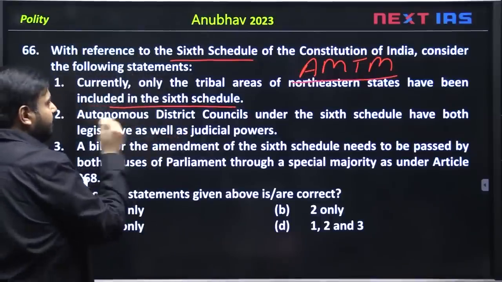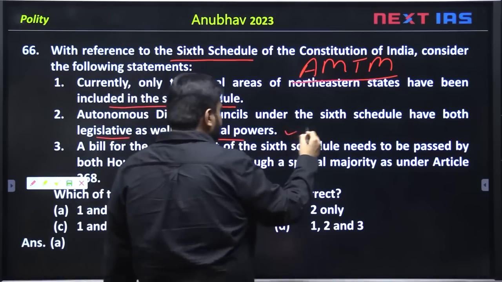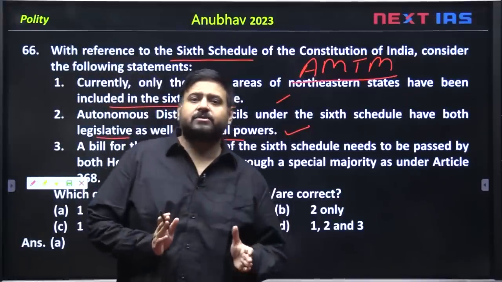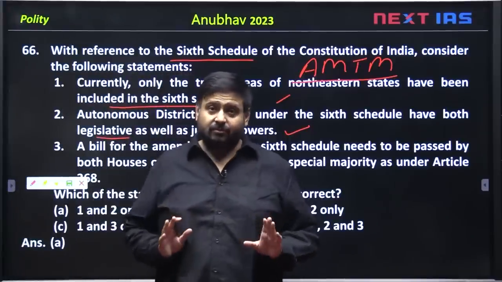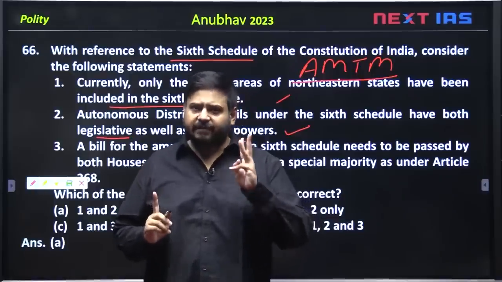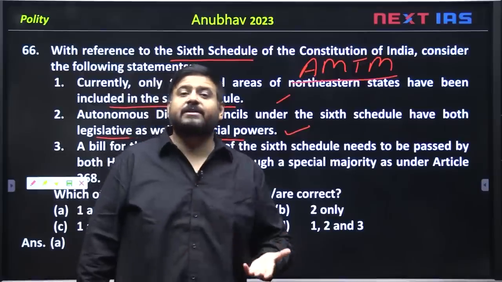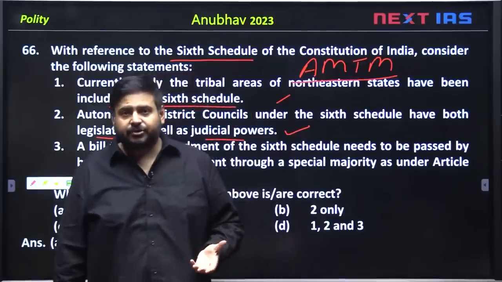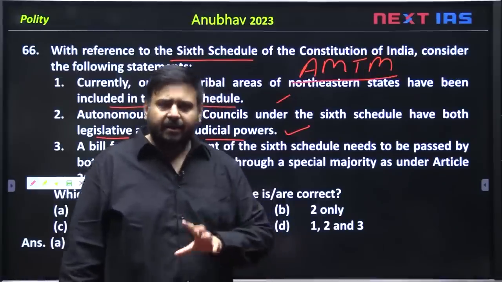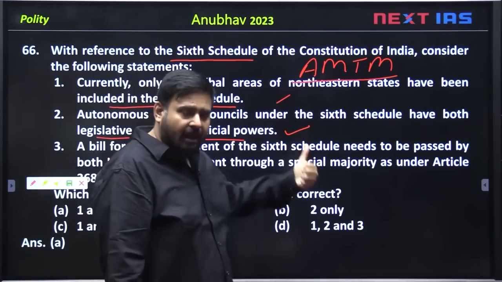Autonomous district councils under the 6th schedule have both legislative as well as judicial power. This is also correct because the 6th schedule provides for the autonomous district councils and it also provides for the regional councils. As per this, the councils have executive, legislative and judicial powers. However, any such power can always be taken as an appellate jurisdiction to the High Court. So respective states' High Courts can have jurisdiction over such judgments of judicial powers.